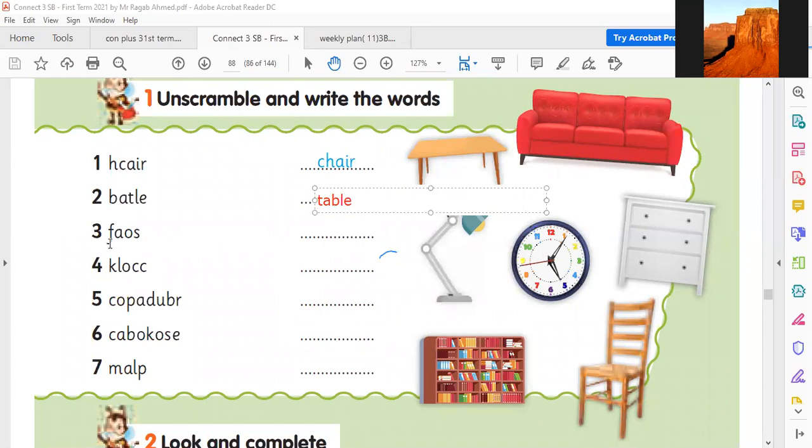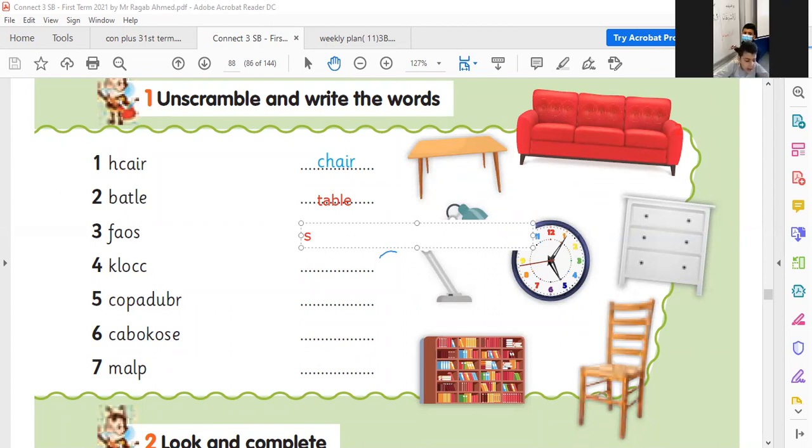Number 3. I will help you, the first letter is S. This red one, what is this? What do we call this? Look at the picture, the red one. Sofa. What are the letters? S-O-F-A. That's right. Excellent.